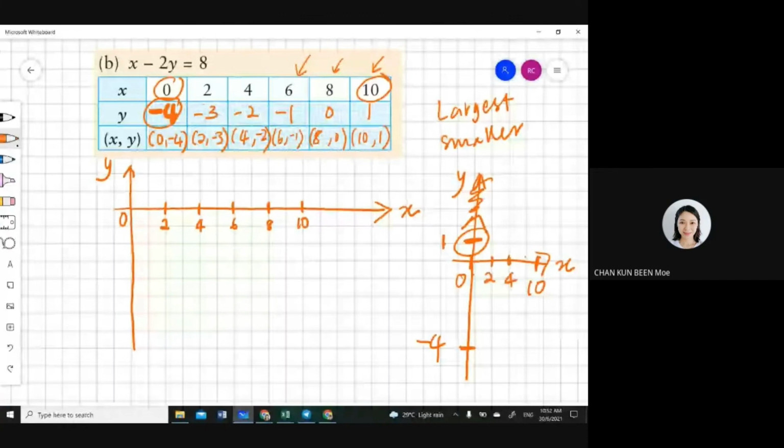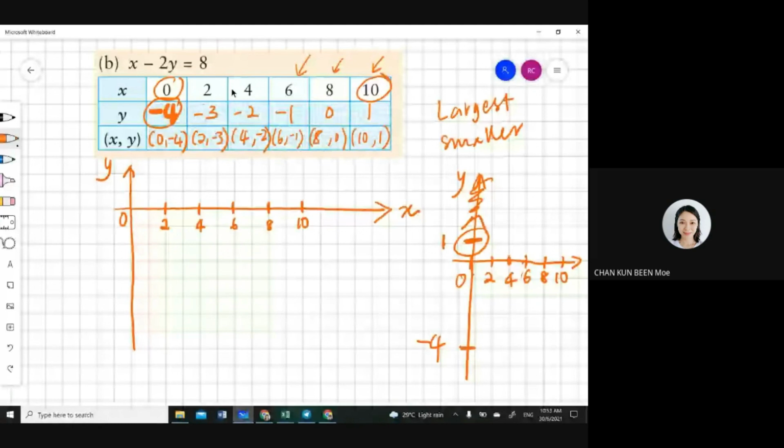I extend at the back. You look at the right graph. 2, 4, 6, 8, 10. Like this, with one part of the box also can. For my case over here, I assume 1 represents 1, 2 represents 2. Okay, so I already include from 0 to 10.